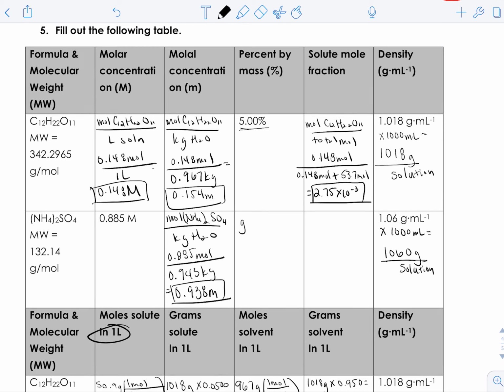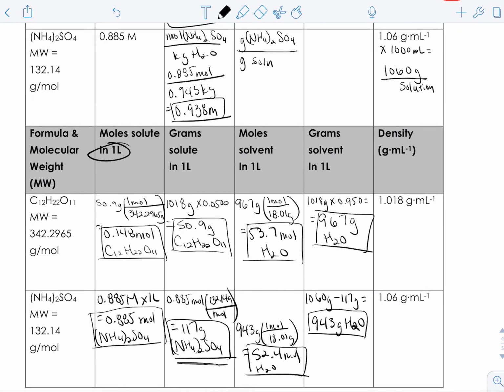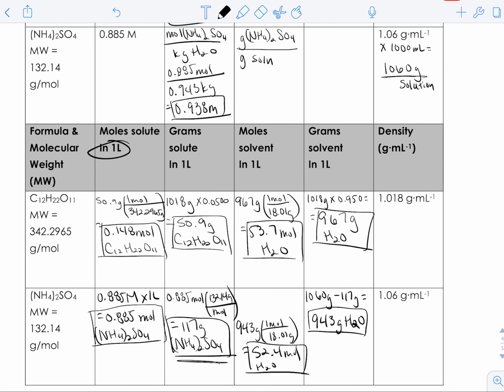Okay. Next is our mass percent. So we need grams of ammonium sulfate divided by grams of solution. Okay. So we're going to take our 117 grams of ammonium sulfate divided by our total grams, 1060 grams, multiplied by 100, giving us a value of 11.0%.